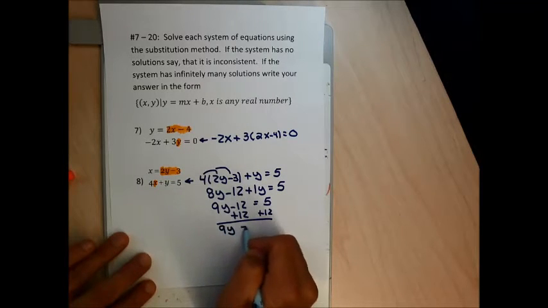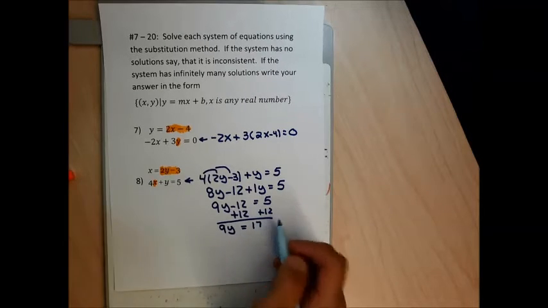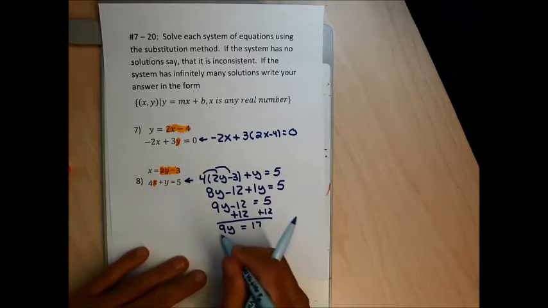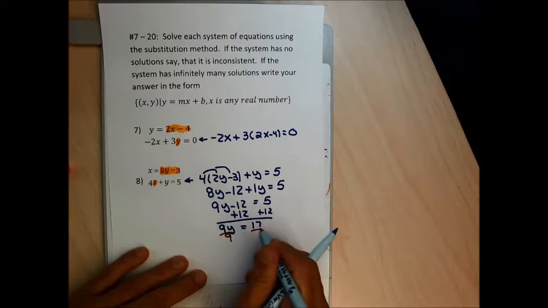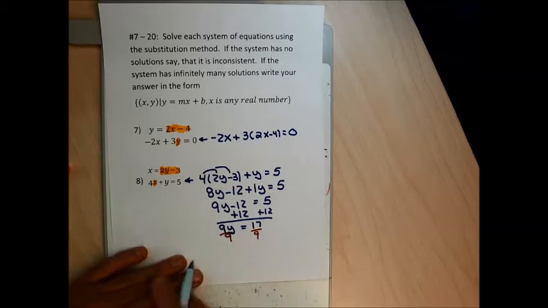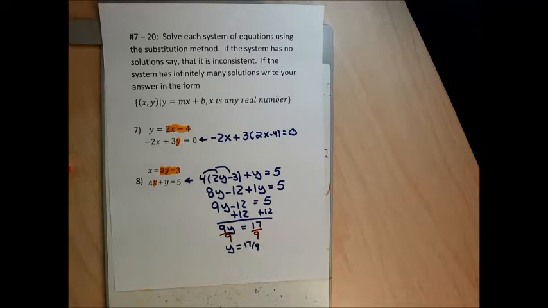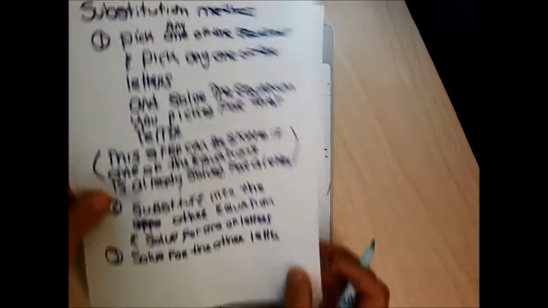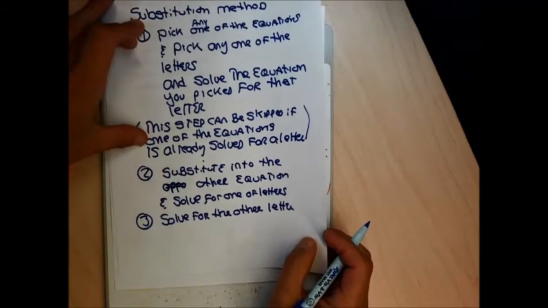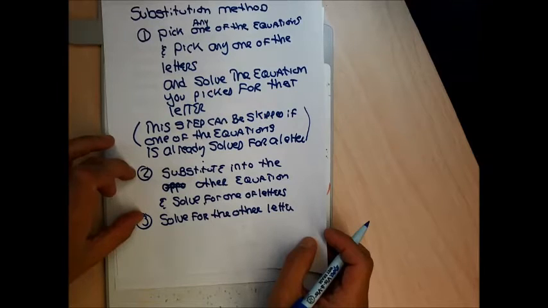I'm down to the point where I am ready to divide, and I get this horrible fraction of y equal to 17 over 9. I'd like to hope your problem doesn't have a fraction answer. So step 1 I didn't have to do because I had an equation solved for a letter. Step 2 I'm done with. I substitute into the other equation and I solve for one of the letters.